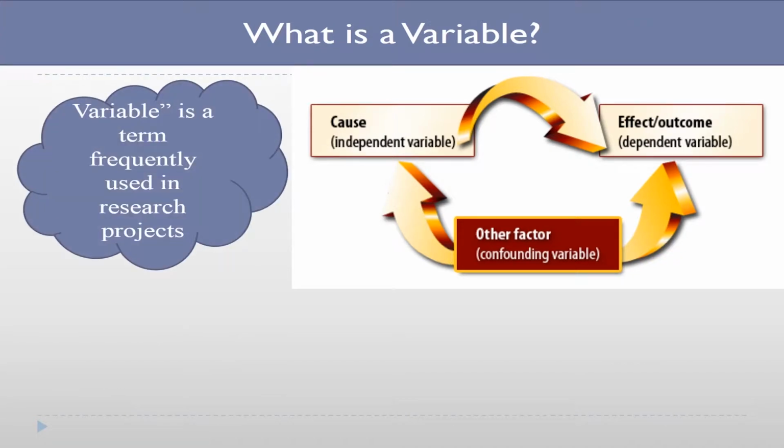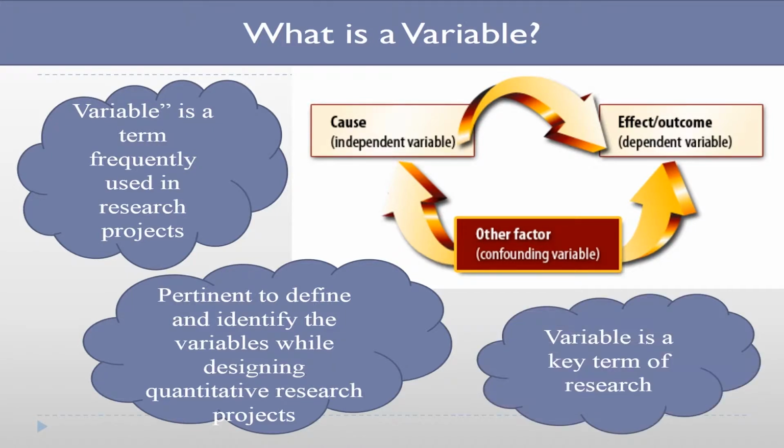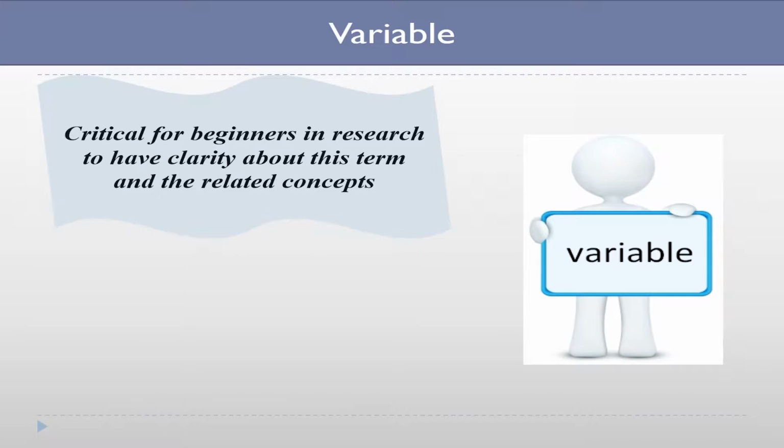The topic deals with various variables of research. Here we will be discussing the different types of variables of research and how these variables influence each other in the course of research. The term variable is a term frequently used in research projects. It is pertinent to define and identify the variables while designing quantitative research projects. Variable is a key term of research, and therefore it is critical for beginners in research to have clarity about this term and its related concepts.